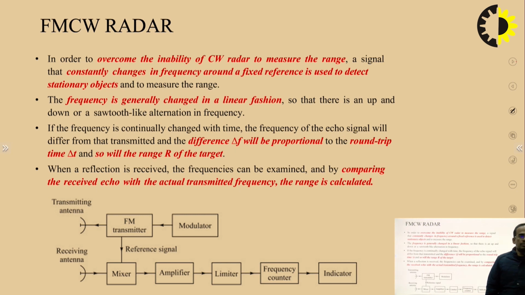If the frequency is continuously changed with time, the frequency of the echo signal will differ from that transmitted, and the difference delta F will be proportional to the round trip time delta T, and so the range R of the target. That will give the range of the target. When a reflection is received, the frequency can be examined, and by comparing the received echo with the actual transmitted frequency, the range is calculated. So this is the block diagram of the FMCW radar, including transmitter and receiver side.